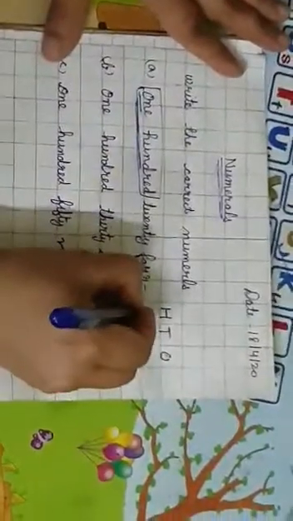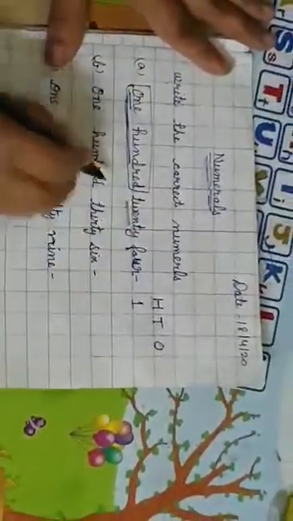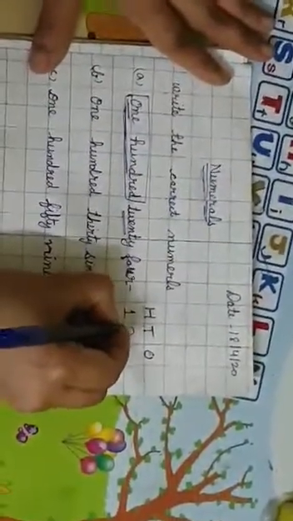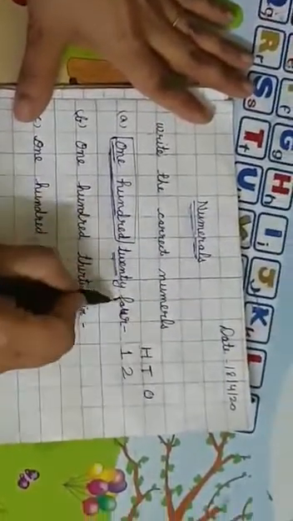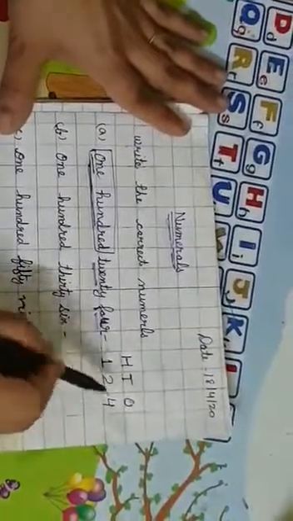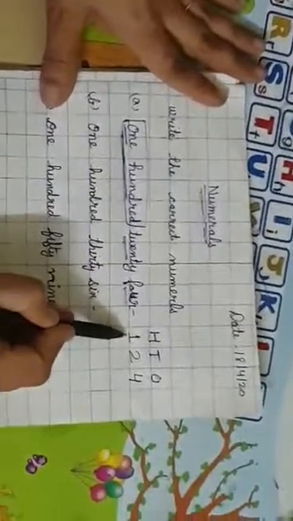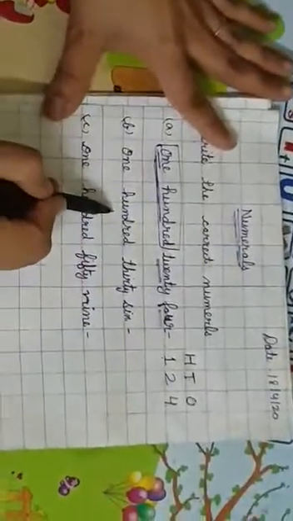So, I will write 1 in place of 100. Then 20 is given here. 20 means 2 tens. So, I will write 2 in place of tens. Here 4 is given. Now, I will write 4 in place of ones. So, it becomes 124. Let us do one more example.